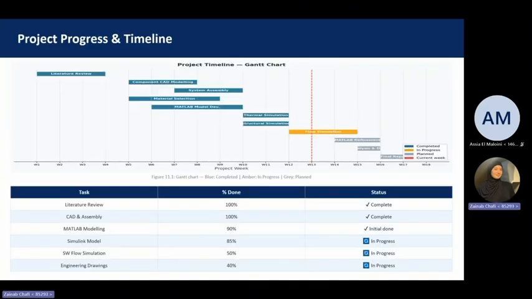Now, this slide summarizes our project's progress. The literature review and the CAD assembly are fully completed. The MATLAB model is approximately 90% complete. The Simulink model is about 85% complete. The flow simulation and engineering drawings are still in progress. Overall, the project is progressing according to schedule.